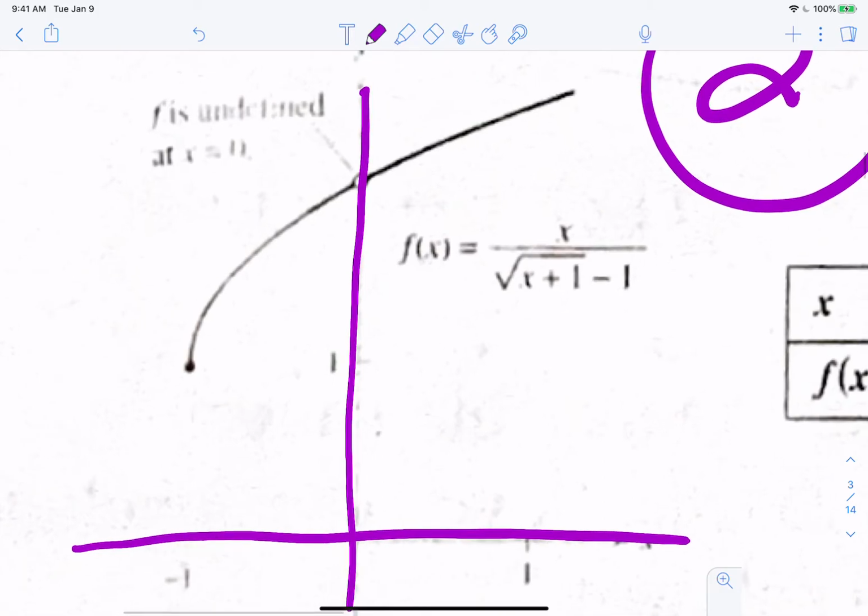Okay, so here's the graph. The x coordinate of 0, I'm trying to find where the y coordinate is at. This is the point 0 comma something, and I'm trying to find what that something is.